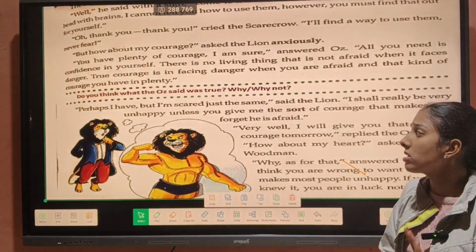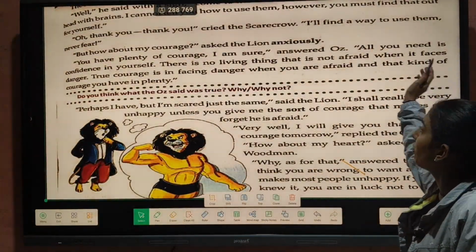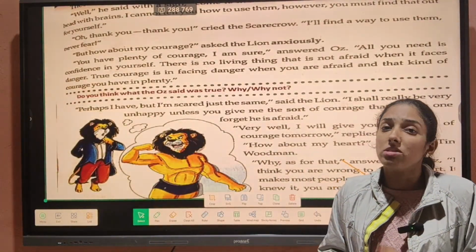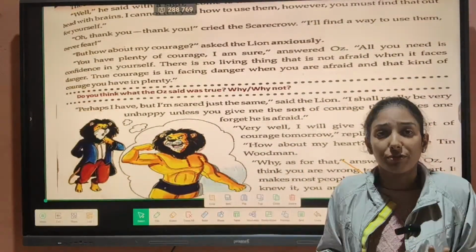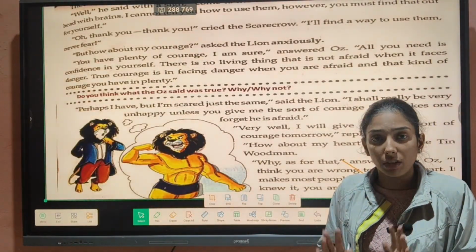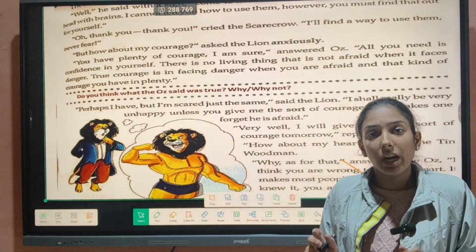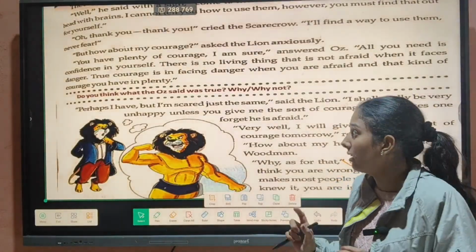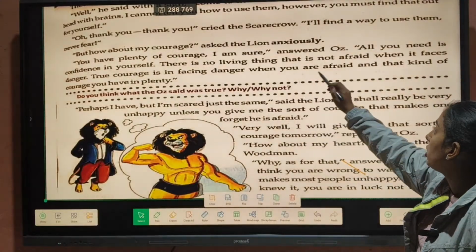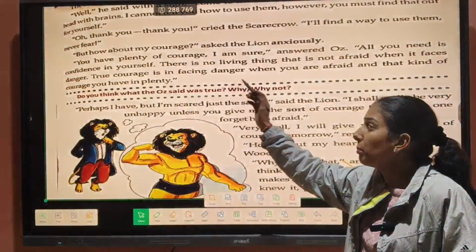Courage is already present inside your body. "There is no living thing that is not afraid when it faces danger." There is no living being on this earth who is not afraid. Everyone is afraid of something, is scared of something. Okay, no one is there who is perfect, who is brave. Clear? Everyone is having fear of something. Okay, "true courage is facing danger when you are afraid, and that kind of courage you have in plenty."